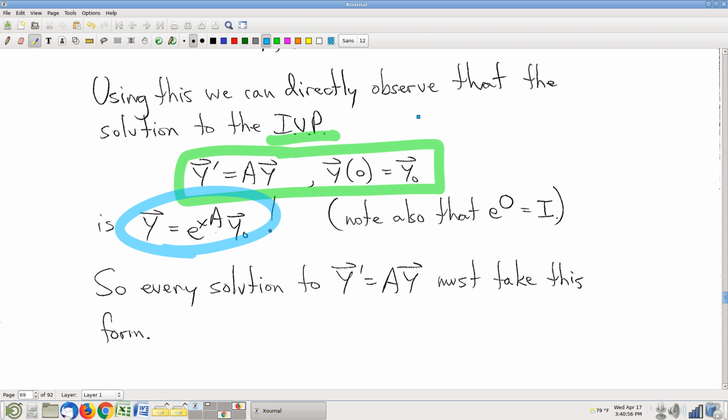To plug this into the differential equation, I just have to observe that differentiation, we already agreed, kicks out an extra factor of that matrix A. So right off the bat, the algebra that we just showed tells us that this solves the differential equation.